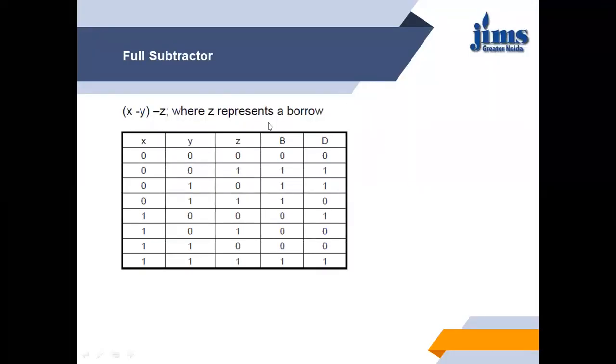So let us discuss here. x, y, z, 3 are inputs. With 3 inputs we have 8 combinations from 0, 0, 0 to 1, 1, 1.